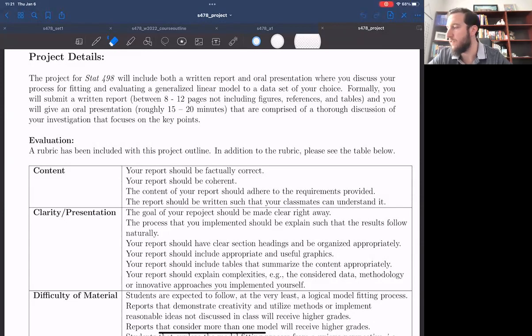And then it's just a matter of fitting different types of generalized linear models or fitting one specific linear model depending on the questions that you're interested in asking. Okay.